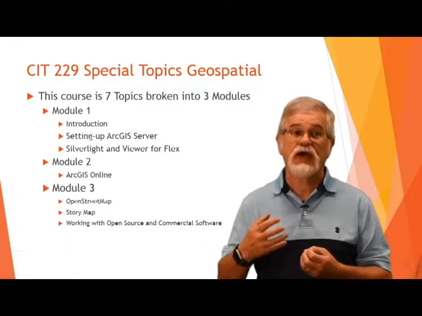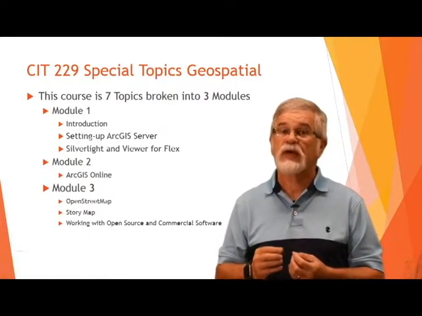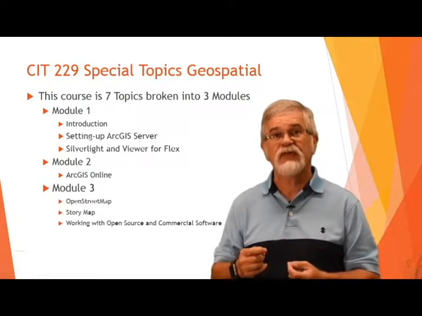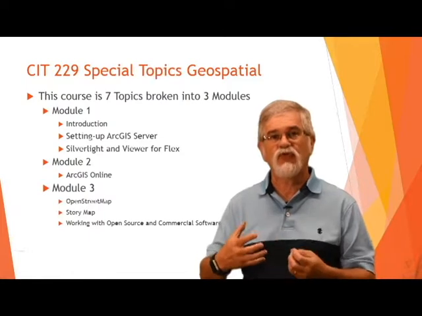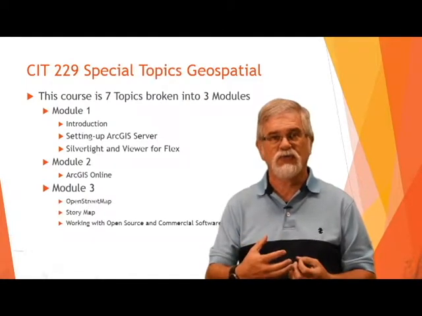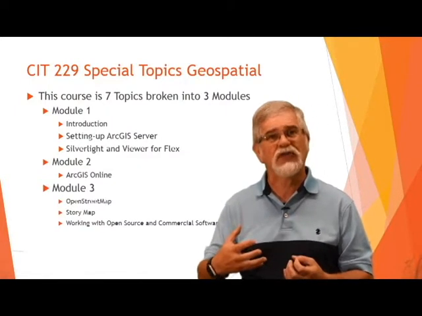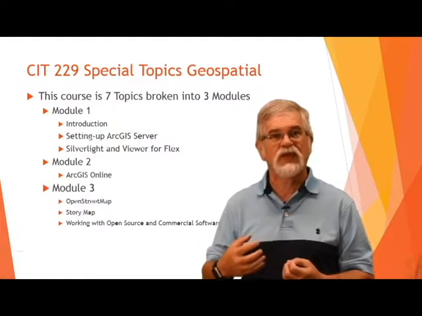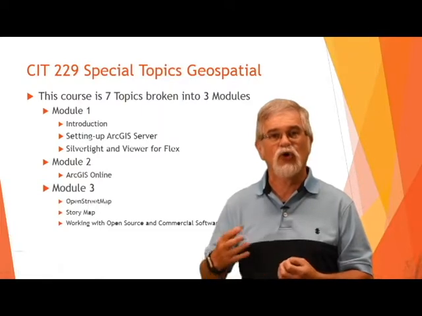The final three topics will be in Module 3. The first topic will be OpenStreetMap. And the way to think about OpenStreetMap is, think of it as a Wikipedia of mapping. It is an open source map that the general population can add data to. There is curation of the map to make sure that garbage isn't going onto the map, but any individual who wants to set up an account, and there's no charge for the account, can start adding data about their local community.